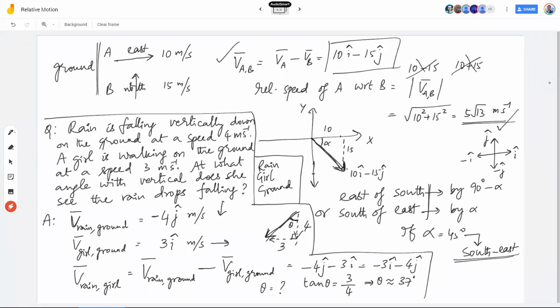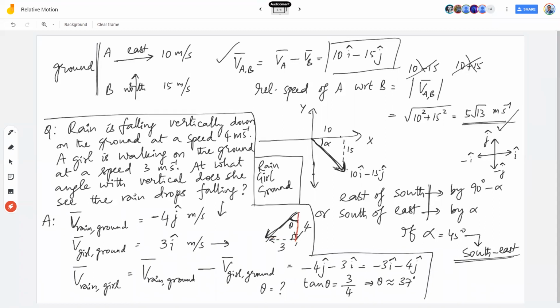Sir, why can't it be cos? Why should it be cos? The two perpendicular sides of a right angle triangle are known, 3 and 4. How will you find the acute angle? How will you find this angle, using cos or sin or tan?